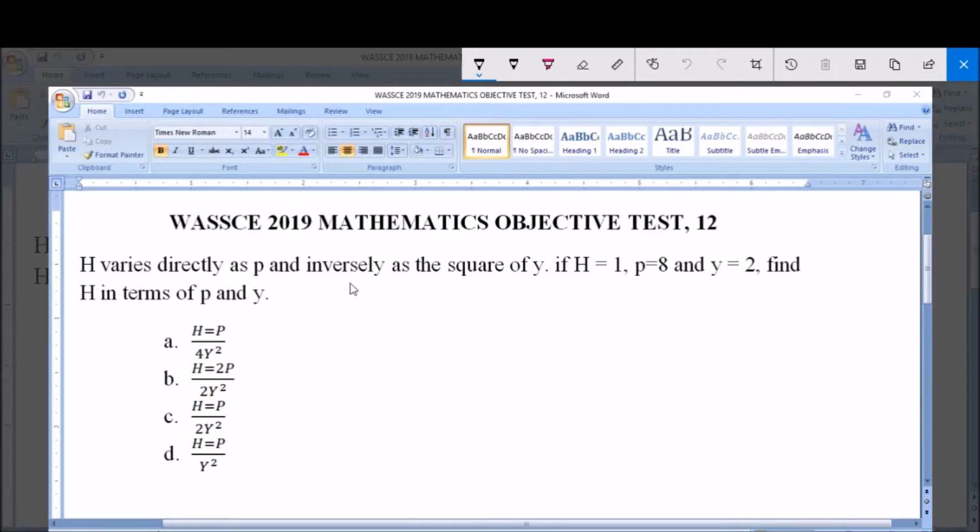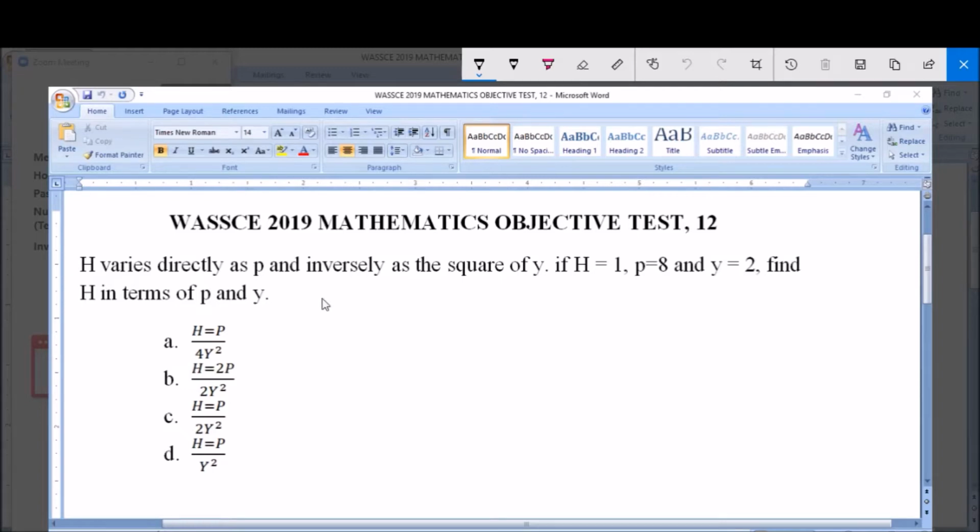Today we'll be dealing with WASSCE 2019 Maths Objective Test and we'll be solving question 12. Now, h varies directly as p and inversely as the square of y. If h is equal to 1, p equals 8 and y equals 2, find h in terms of p and q. We are asked to find h in terms of p and q in this particular question.